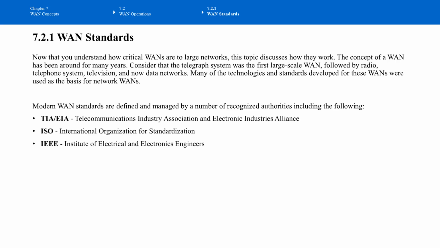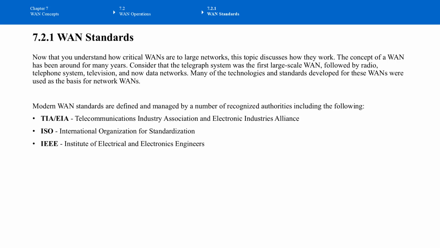7.2 WAN Operations. 7.2.1 WAN Standards. Now that you understand how critical WANs are to the large networks, this topic discusses how they work.